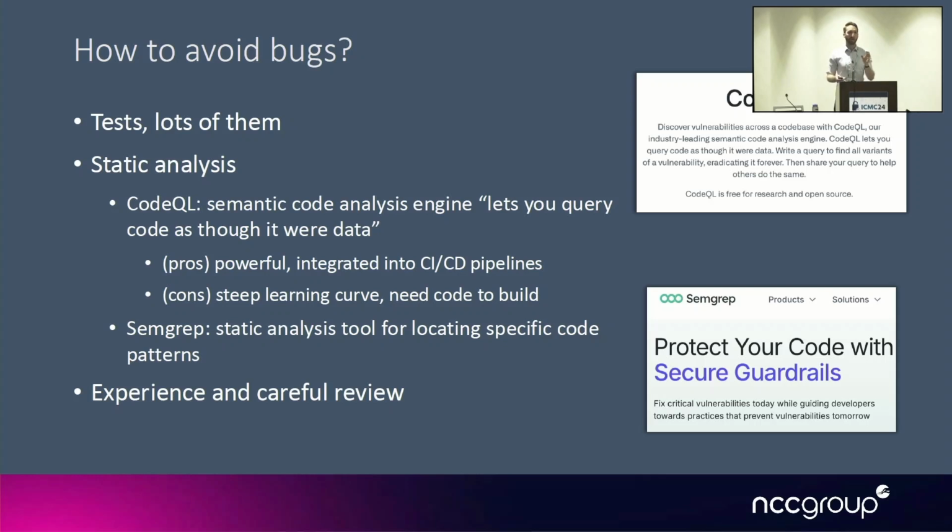Semgrep also allows you to look for specific patterns in your code, and it could be used to try and identify some of the vulnerabilities that I have talked about today. And obviously, more experience and very careful review is also a way to try and avoid bugs. When developing, having a good review process for your code is a must.